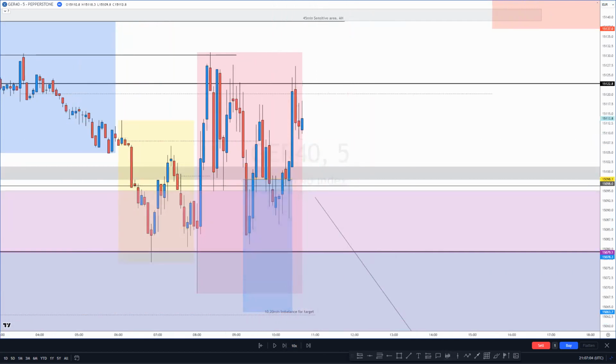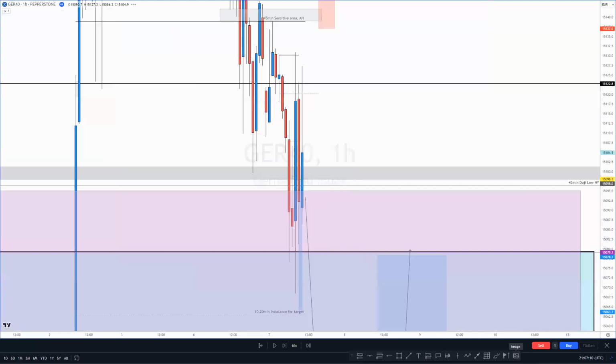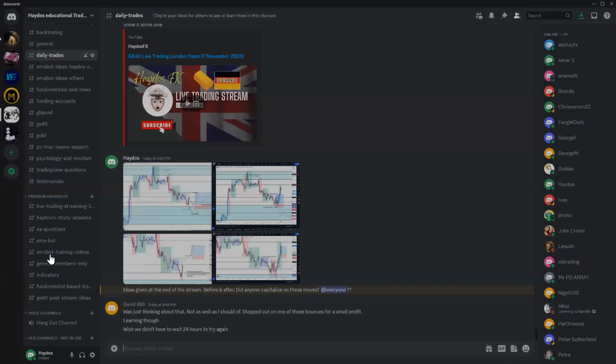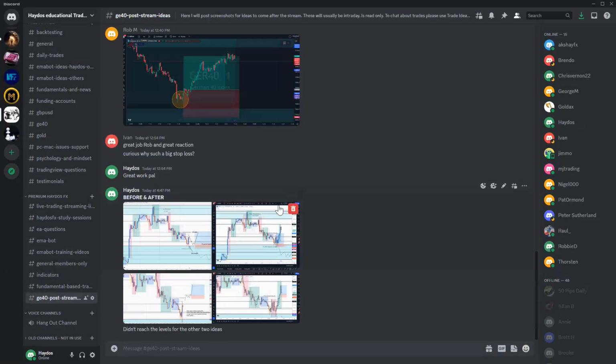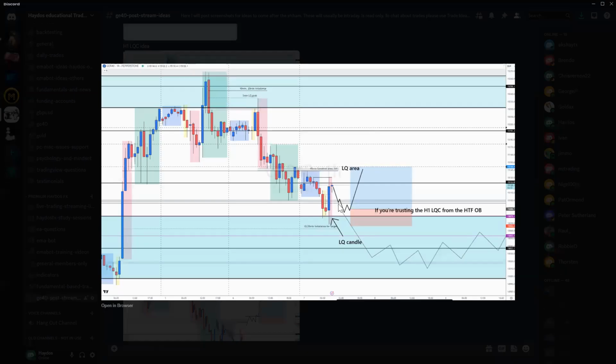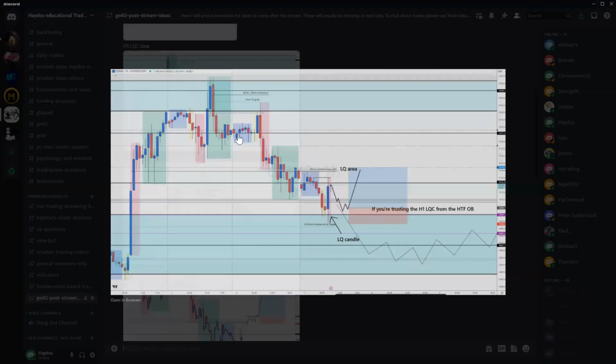Next one. So then afterwards, what I was expecting was when we go to the 1 hour, and this candle here had closed as a liquidity candle. So I popped into the chat, into my group, over under post stream ideas. So these are the 4 ideas afterwards. So if price could push back down into this little zone, if you're trusting this as a liquidity candle, you can look for it to reject somewhere inside of this wick and then start to push up and target towards this Asian high again. That was the first idea.